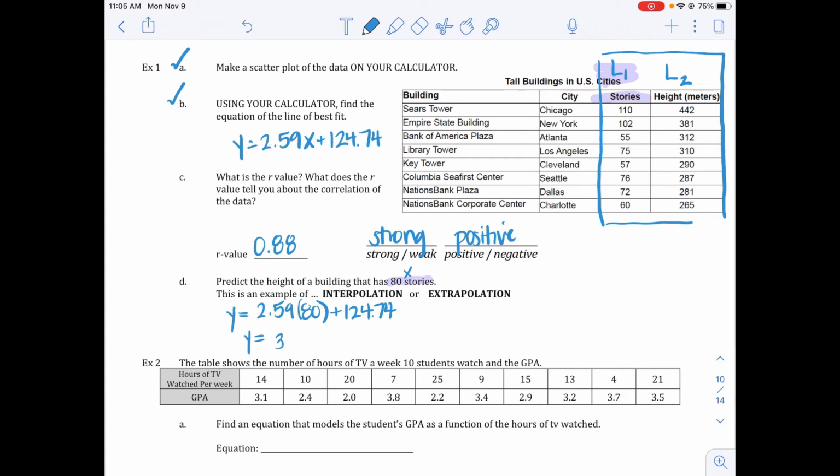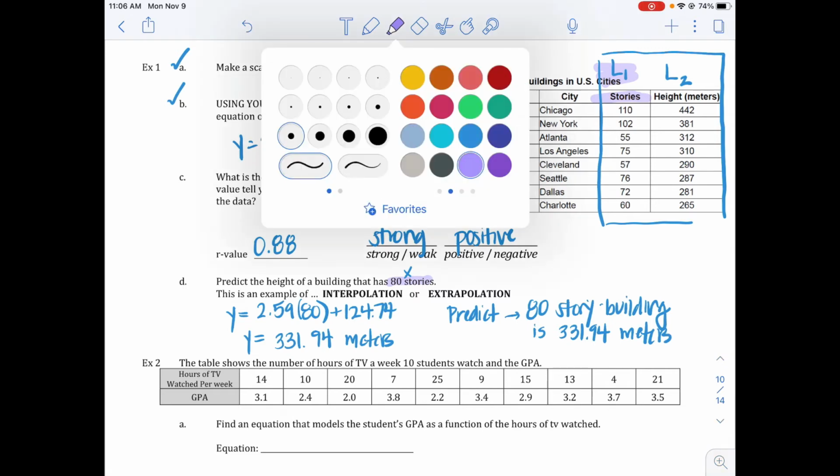And when I calculate that, I get 331.94 meters. Okay. So we predict using our line of best fit, an 80-story building is 331.94 meters. Okay.